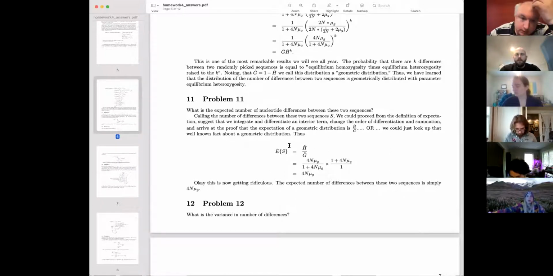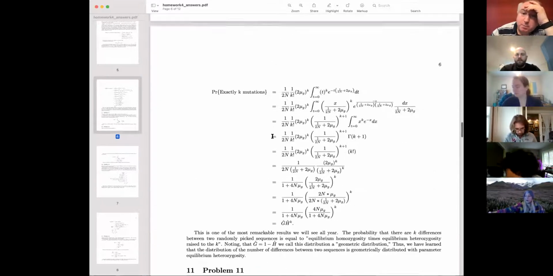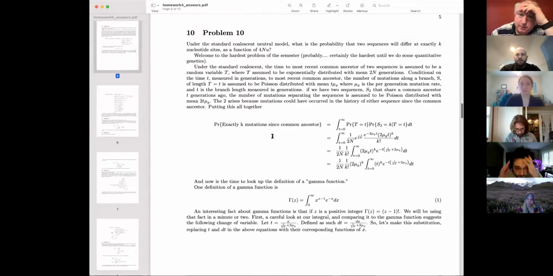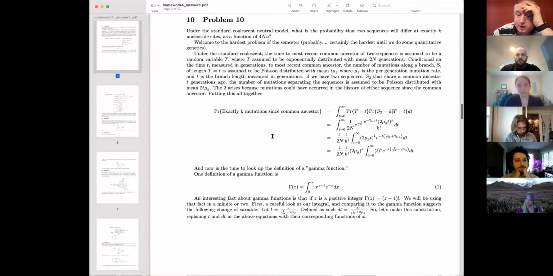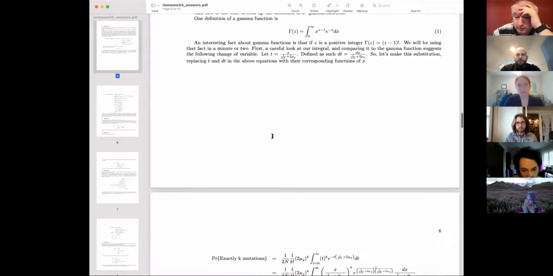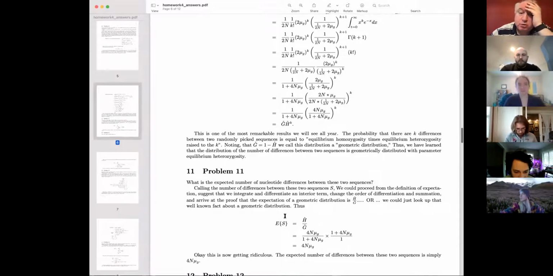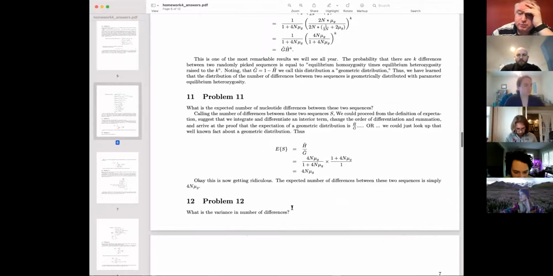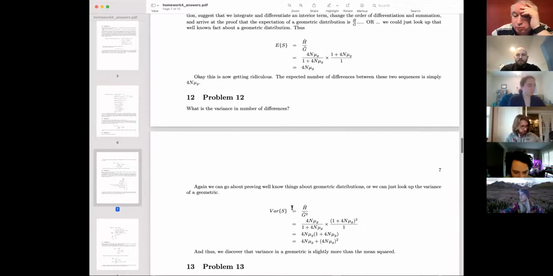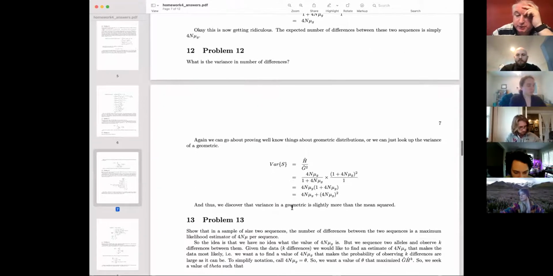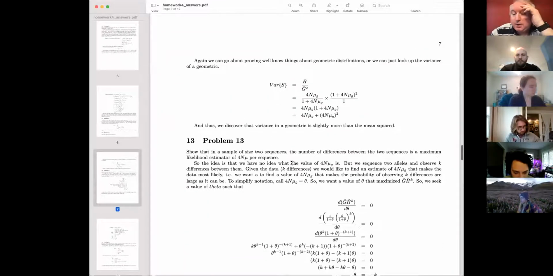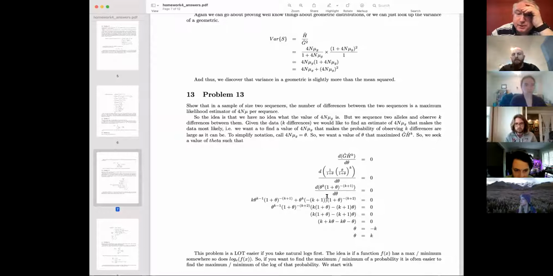But these problems, number 10, which is a ton of nasty algebra and a little calculus, followed by 11, which is look up a geometric distribution, followed by 12, look up a geometric distribution, followed by 13, derive what the best estimator of geometric distribution is.